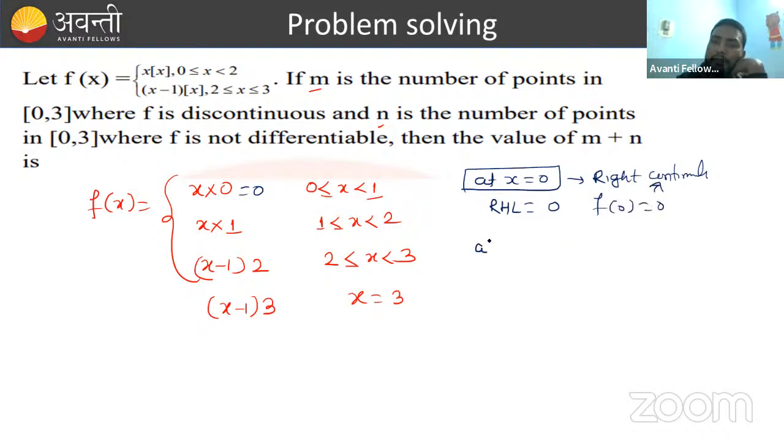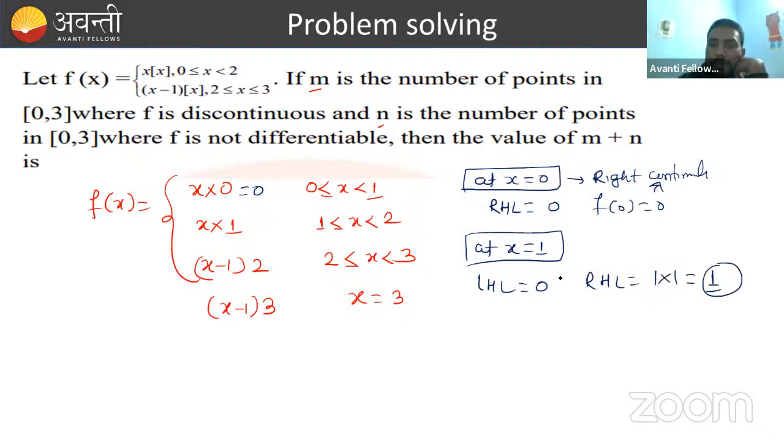At x equals 1, I will check. What is LHL? 1 minus, it is 0. What is RHL? 1 plus means 1 into 1, so this is 1. You can see LHL is not equal to RHL, so this is discontinuous. Now we will check at x equals 2.